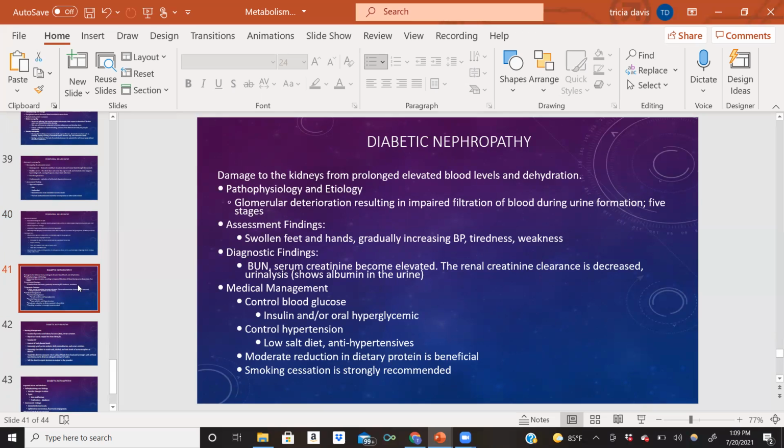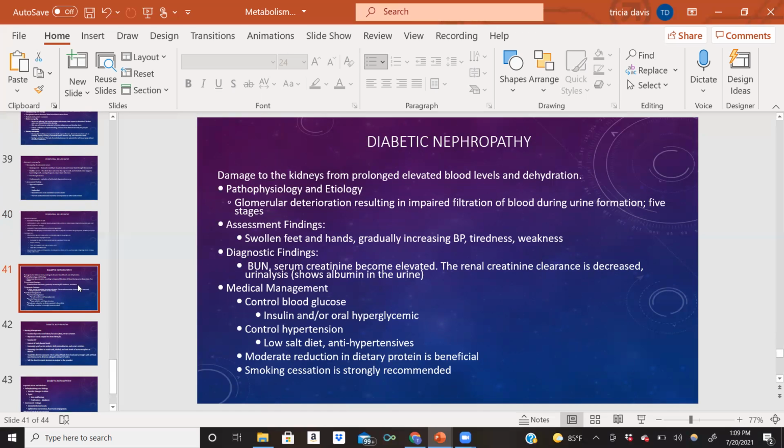Diabetic nephropathy is damage to the kidneys from prolonged elevated blood glucose levels and dehydration. This develops because the glomeruli become deteriorated. When they become deteriorated, it results in impaired filtration of our blood during urine formation. There are 5 stages of diabetic nephropathy. The final stage is end-stage kidney disease. Patients in that stage and in stage 4 usually end up on dialysis.